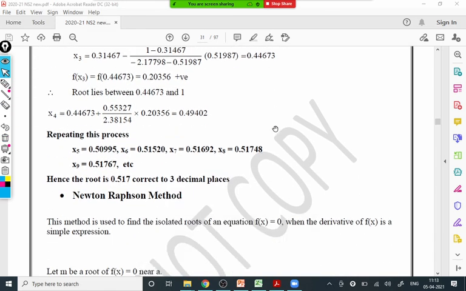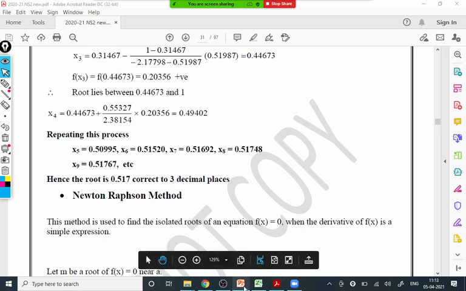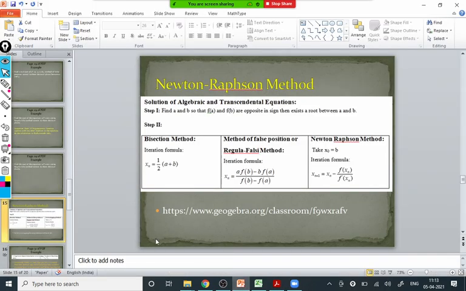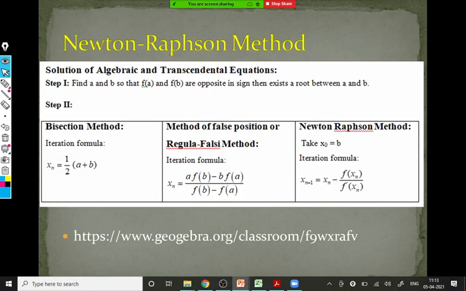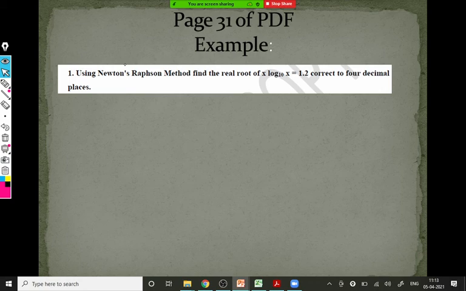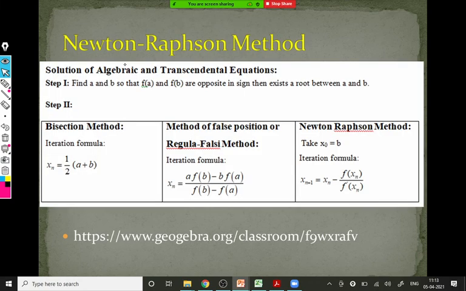Okay, so that was about the first two methods. Now let me move to our last method of finding the root, and that is the Newton-Raphson method. Here I tabulated all three methods in a single slide. You will observe what the requirements are for finding the roots of an algebraic and transcendental equation.